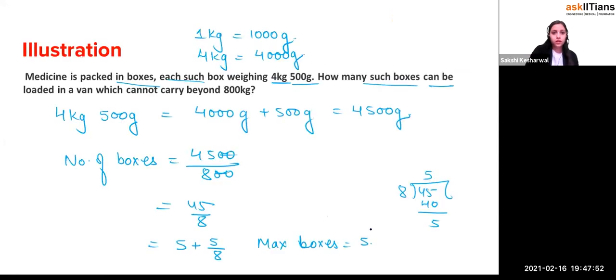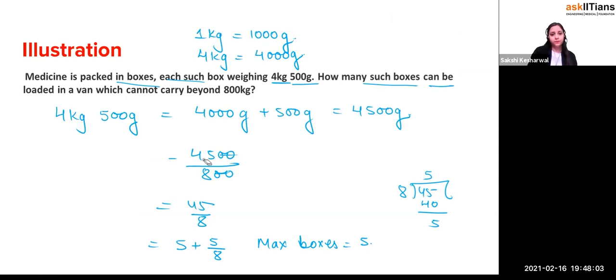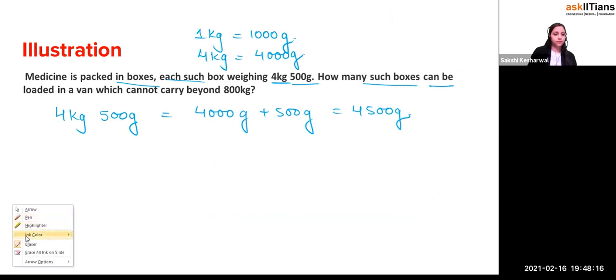Oh my goodness, it's 800 kg. Oh, I read this as 800 grams. Oh my goodness. Grams, and this is kg, right? Wait a minute. See over here.